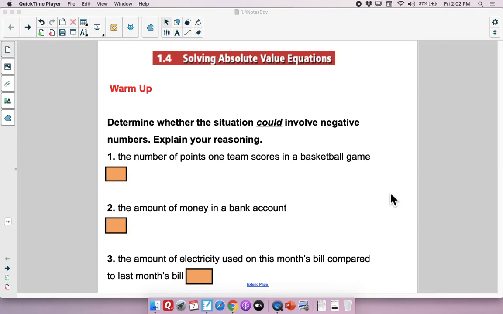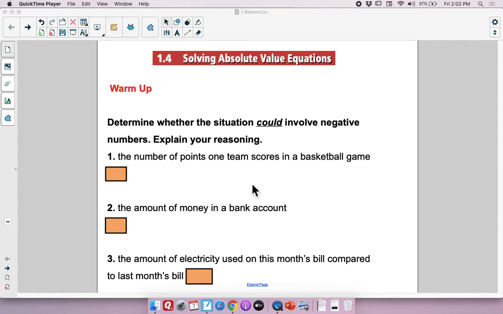Determine whether the situation could involve negative numbers, and then explain your reasoning. If you don't want to write it down, just think about it in your mind. You don't have to write it down. If you want to, you certainly can. All right, give it a shot. Pause the video and then come back.